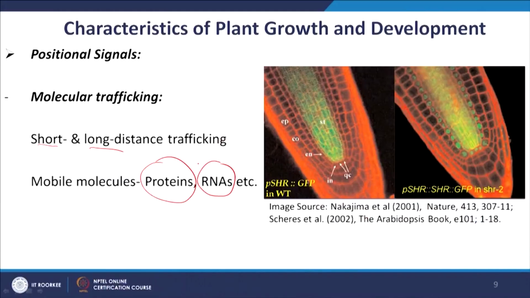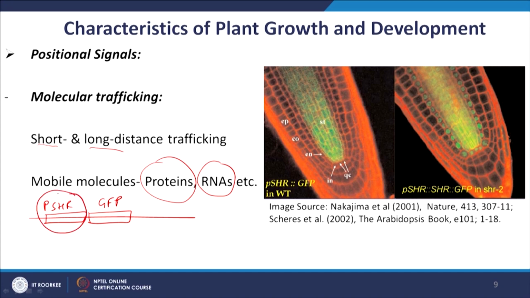So, how does this happen? If you take this example, this is a protein called SHORT ROOT. It is a transcription factor, a very important one, and if you look at its expression pattern, here is the transcriptional fusion construct for short root, and here is the translational fusion construct. What do we mean by a transcriptional fusion construct? When you take the promoter of short root and put GFP downstream of it, so this is GFP and this is the short root promoter, what happens?